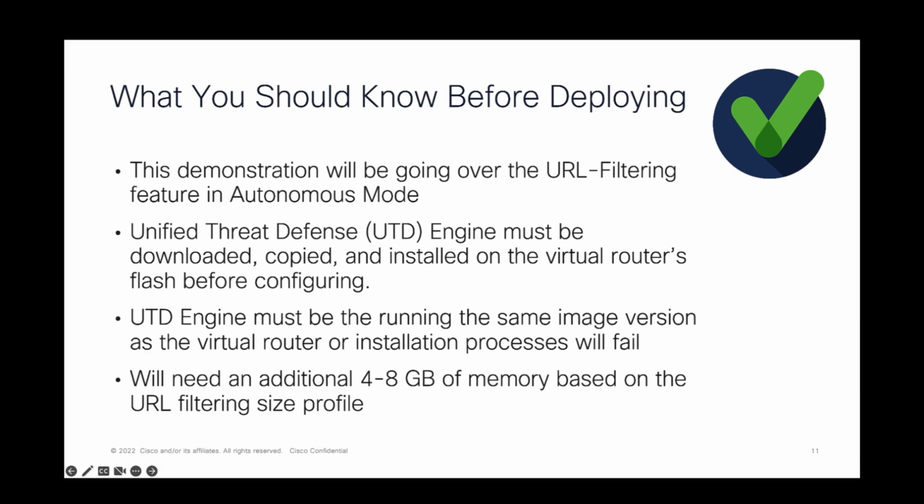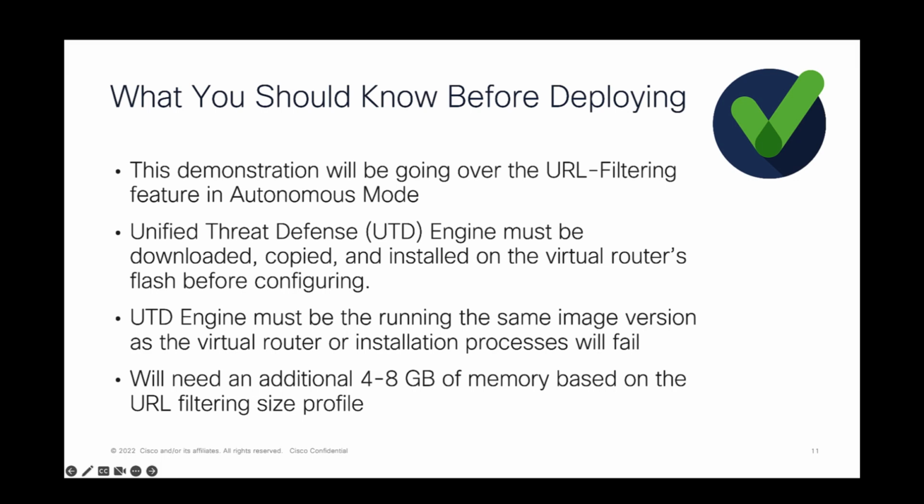In order to use the UTD engine web filtering feature, the UTD engine itself must be downloaded, copied, and installed on the virtual router flash before configuring. And the UTD engine must be running the same image version as the virtual router or the installation process will fail. So this means that if you're running 8000V on IOS XE 17.7, then you will need to download, install, and copy the UTD engine for IOS XE 17.7 as well. And this applies to every version as well.